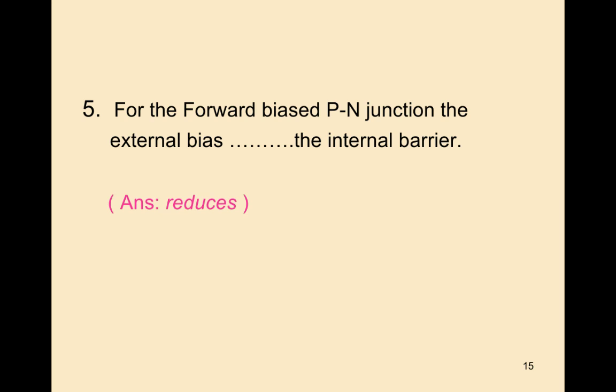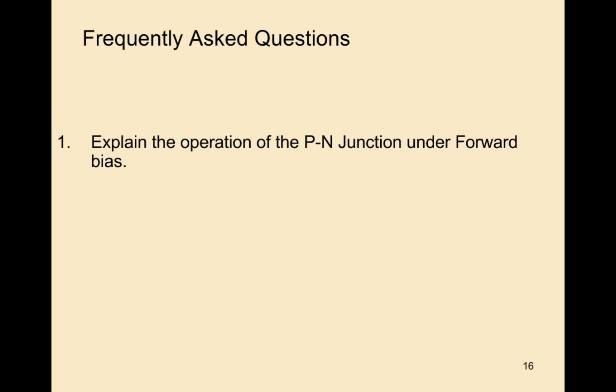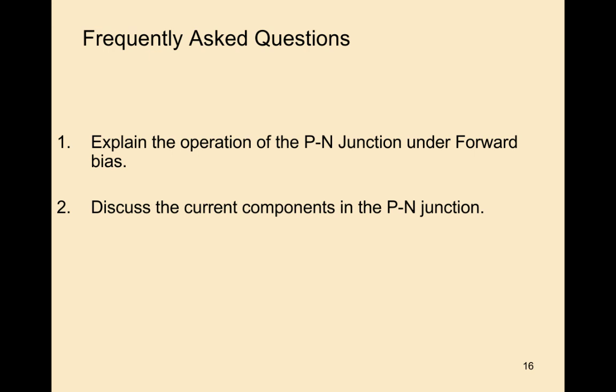These are the quiz questions related to PN junction in forward biased mode. So let us see some frequently asked questions related to PN junction forward bias. Explain the operation of the PN junction under forward bias. Second question is, discuss the current components in the PN junction. Next question, state the salient features of forward biasing. These are the three questions related to today's topic. These questions are frequently asked in questions related to PN junction diode.